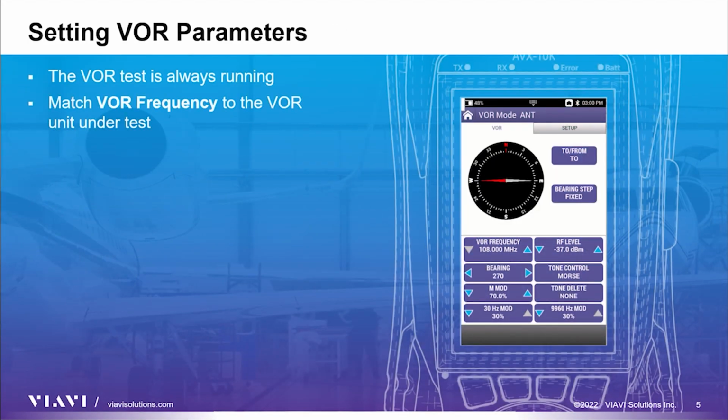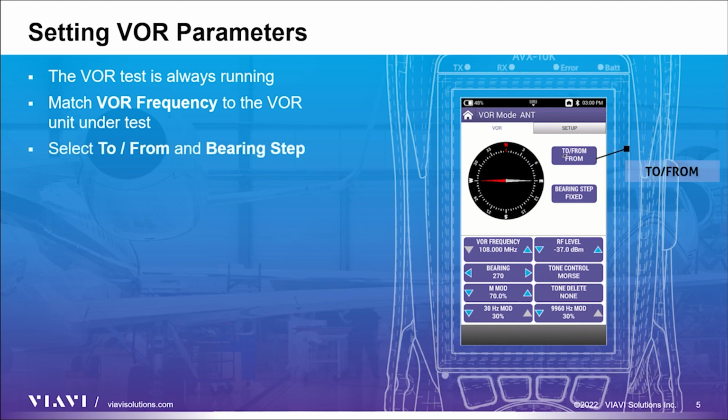Before we look at the main page of the VOR instrument, it is important to understand that the VOR instrument is always running and that changes in parameters are immediate. Users will also need to match the VOR frequency of the unit under test with the VOR frequency on the AVX-10K. As standard for the user interface, all of the fields with a blue background can be modified.